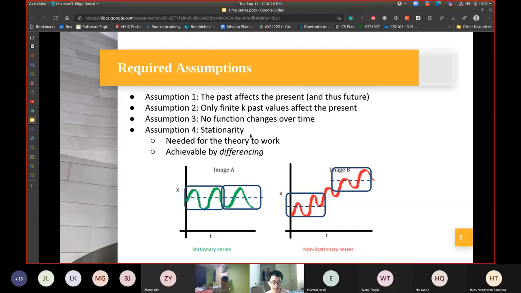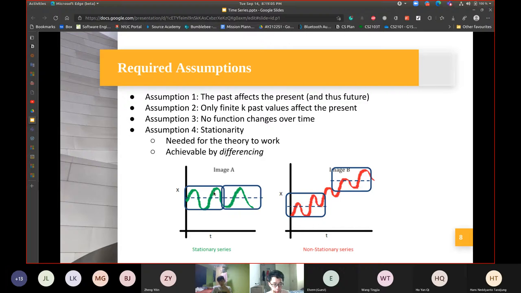And the reason why we need this assumption is for the theory behind model fitting to work. But very roughly speaking, you can think of stationarity as how the mean, the average, changes. So if you consider image A, this trend here, there's periodicity. But if you draw a small window, this blue box on the left, and then you draw another small window, a blue box at the right, and then you take the mean within those two windows, you can see that the averages in the two windows are roughly the same. They have roughly the same level, at least according to the y-axis.